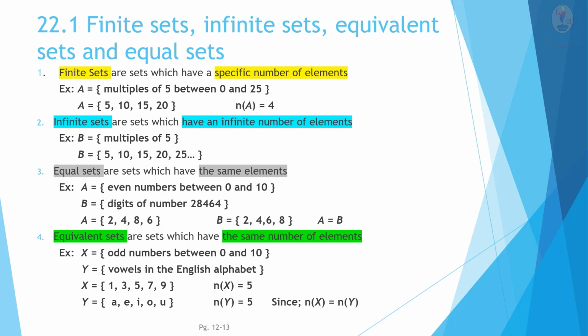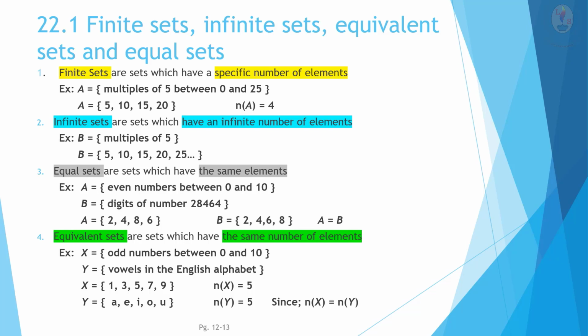The third one, equal sets, are sets which have the same elements. Look at this example. A is even numbers between 0 and 10. B is the digits of the number 28,464. What are the elements of set A? 2, 4, 6, 8. What are the elements of set B? 2, 4, 6, 8. Can you see the elements of both sets are the same here? So we can say A and B are equal sets.